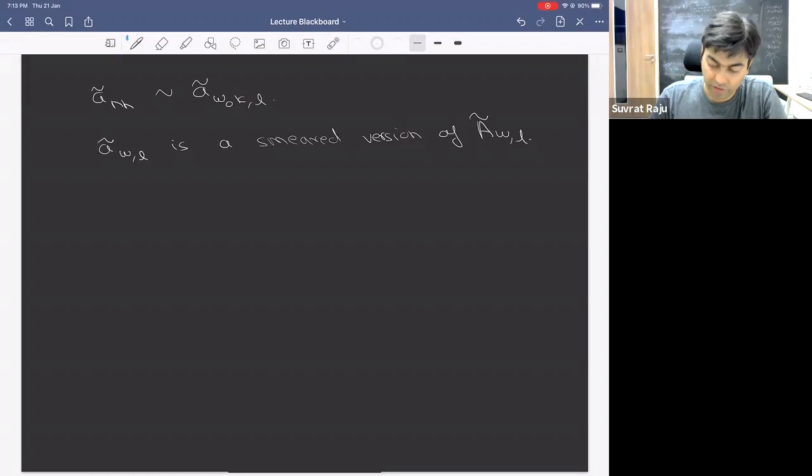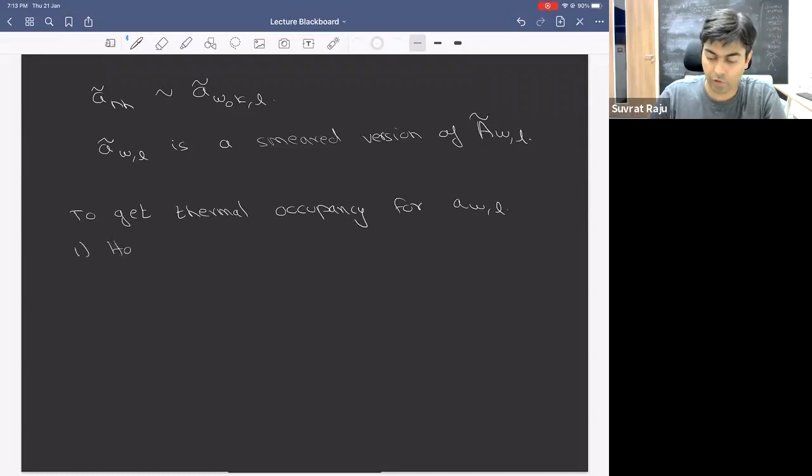Okay? So the first thing, to get the thermal occupancy for these A omega L modes, what were the assumptions we made? We made only 2 assumptions. We assumed that the horizon was smooth, and there was a late time emergent T goes to T plus delta T isometry. Okay.